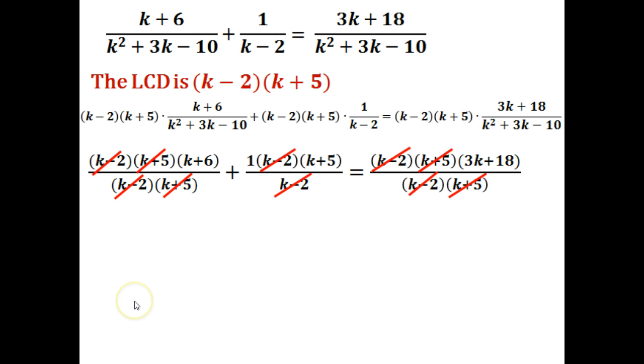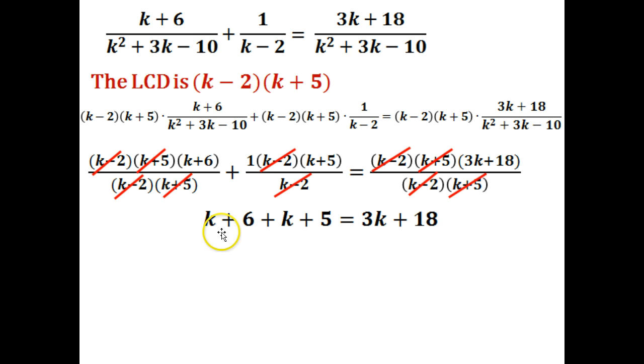This looks fairly complicated now because we've crossed so many things off. But the good news is, because we crossed so many of them off, it's going to simplify a bit. I'm going to write what I have left here. I've got a k plus 6, plus 1 times k plus 5, which is just k plus 5. And then on this side of the equal sign, I've got a 3k plus 18. So I'm going to write that all down here. K plus 6, I got that right from here. That was the only thing left. And then plus k plus 5, equals 3k plus 18.